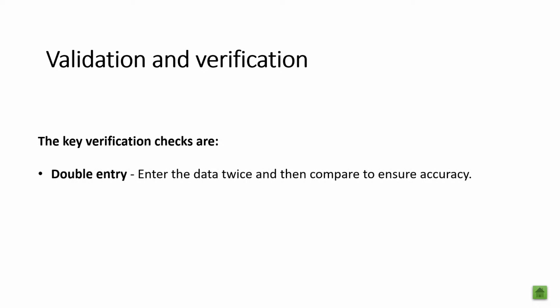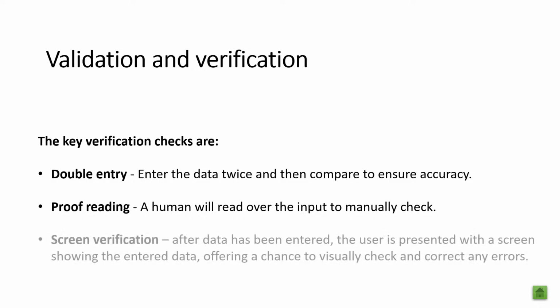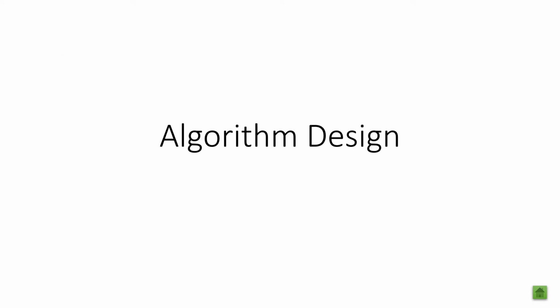Verification checks. You've got double entry and human proofreading. Yep, they'll read it. You've also got screen verification, like captcha codes, for example, or giving them the chance to visually check and correct any errors in there.